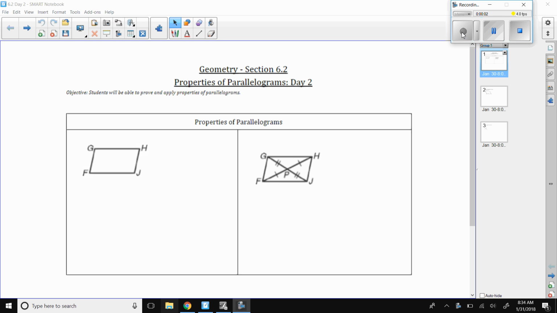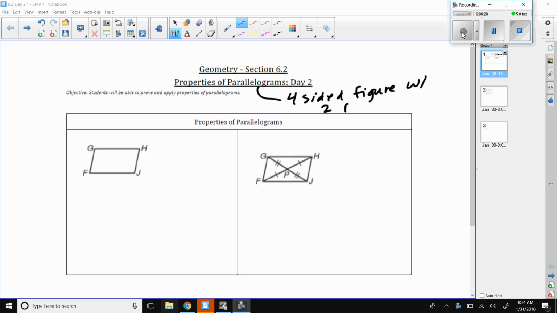Okay, so day 2 of parallelograms. We just have 2 more properties of parallelograms to really be looking at and working with. And remembering that a parallelogram is going to be a 4-sided figure with 2 pairs of parallel sides. So that's always going to be our definition, and then these are just properties that we're looking at.